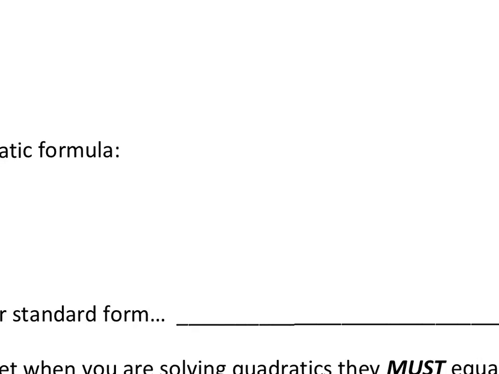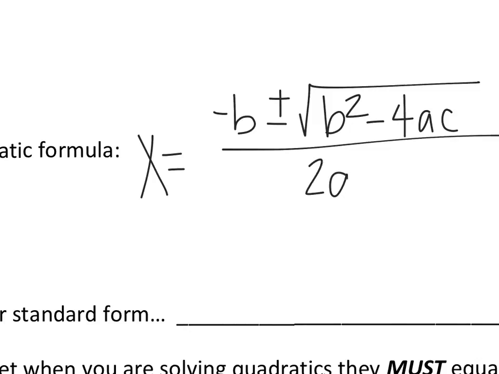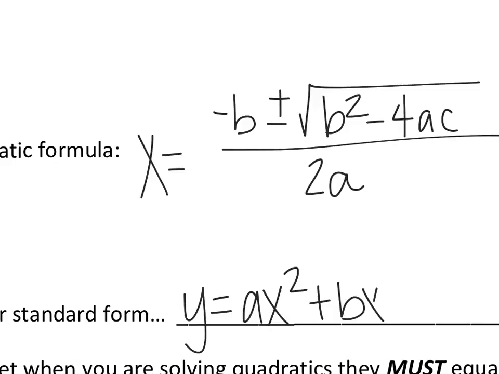So the quadratic formula is going to look super complicated. It's x equals negative b plus or minus the square root of b squared minus 4ac all over 2a. And I realize that formula looks like, oh my gosh, that's so much work. I get that, but here's what you need to know: it's like any other formula. You just have to know what a is, what b is, and what c is.